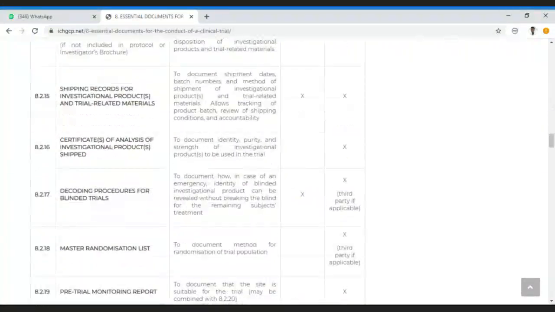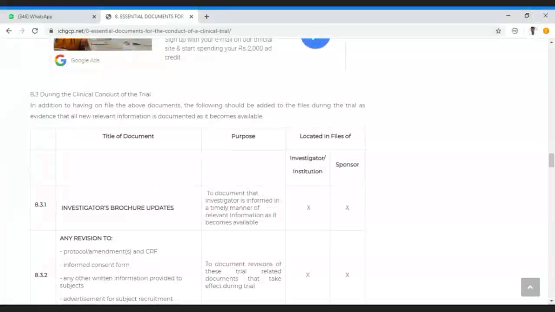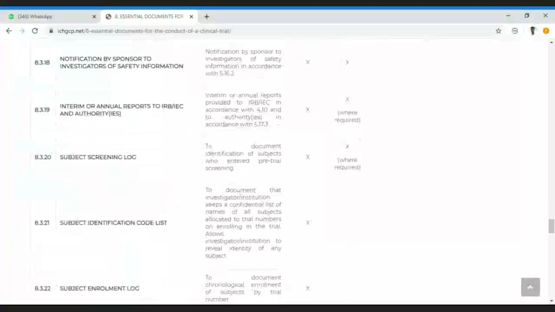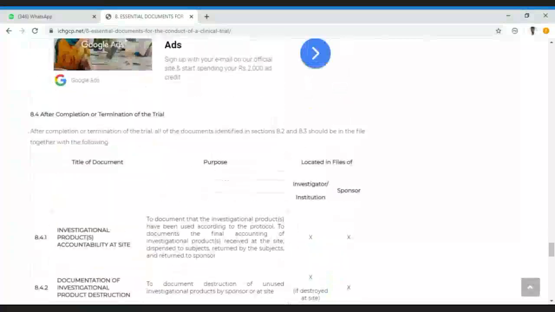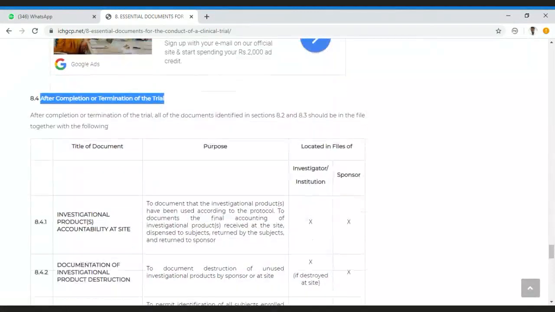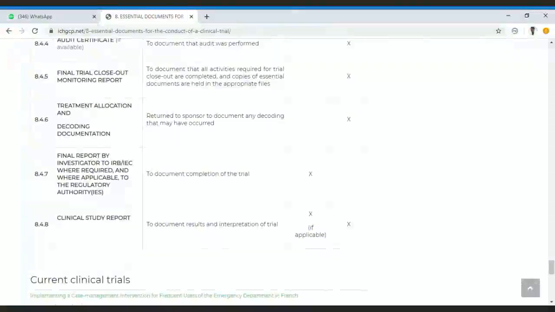So likewise, that was the list before the clinical trial starts. Now during the clinical trial, meaning the conduct of the clinical trial, likewise the same. And then the last one, 8.4, is after the completion or termination of the clinical trial. So these are the lists of documents. I have counted how many essential documents are required overall: almost 53 or 54 documents throughout.